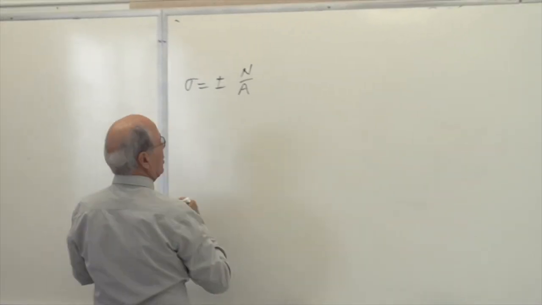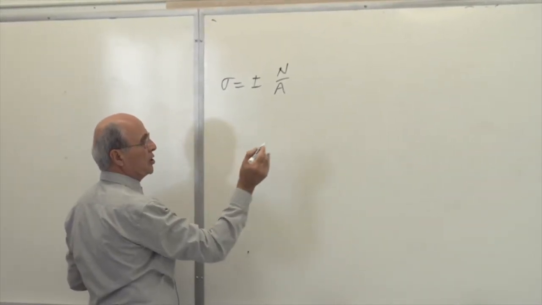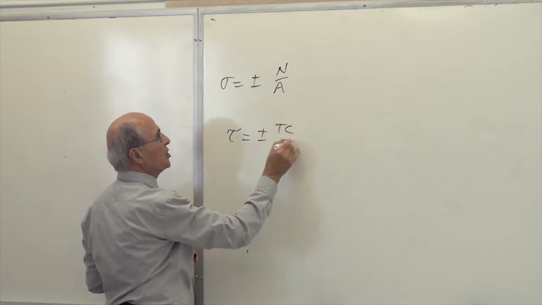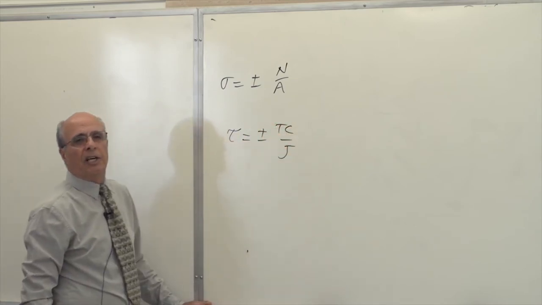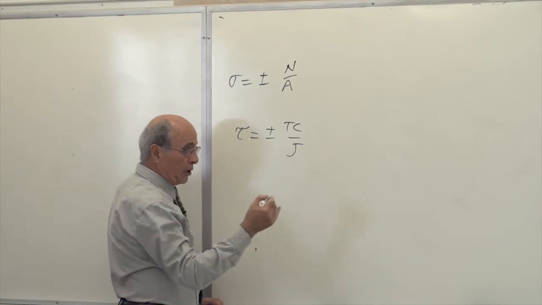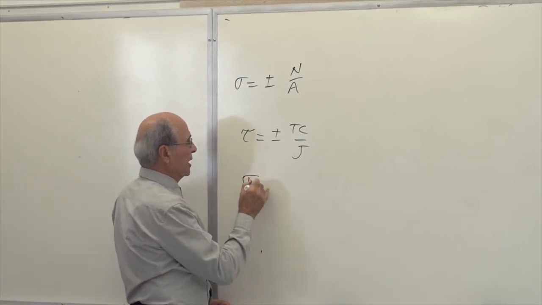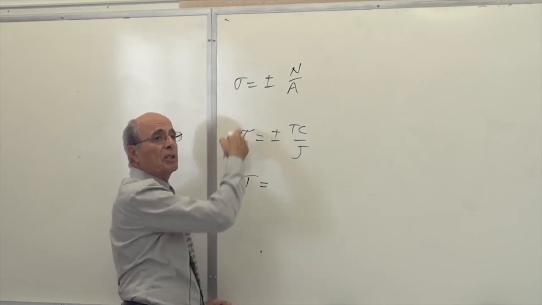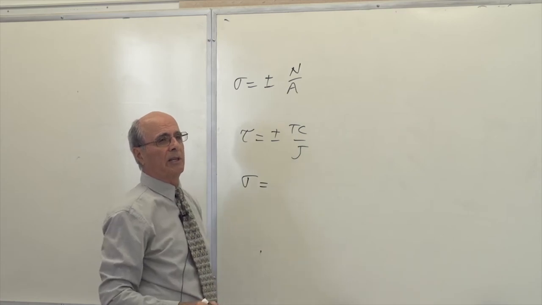Then in chapter three, sorry, we went to the shaft design. We already talked about it. We ended up with tau equal to plus minus Tc over J. Is that correct or not? Yep. And then in chapter four, we were just finishing that, sigma became equal to this. This sigma is this sigma, remember, but coming from a different source. Is that correct or not?